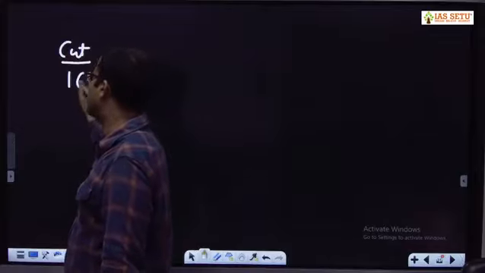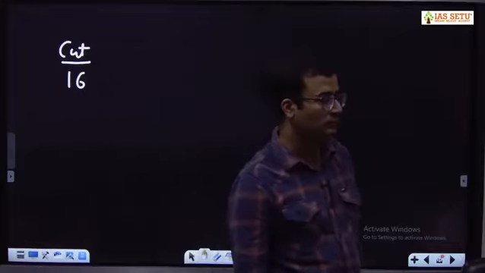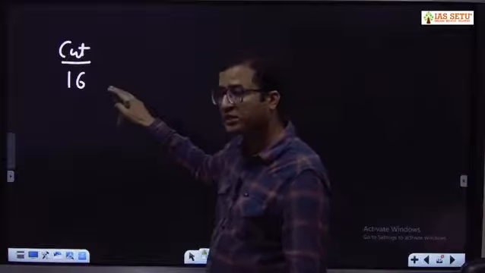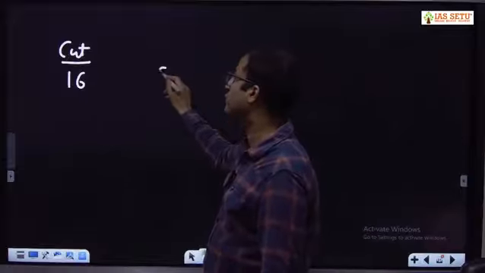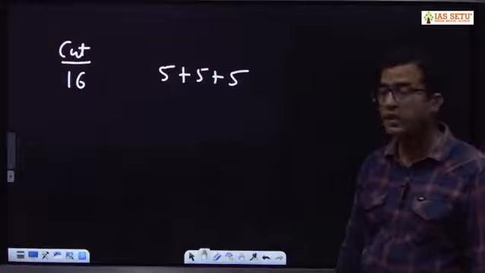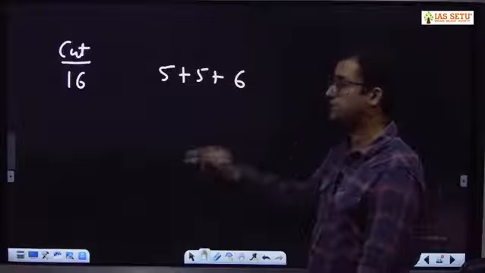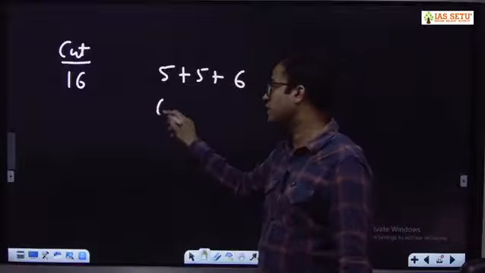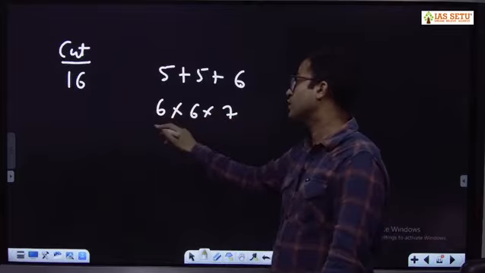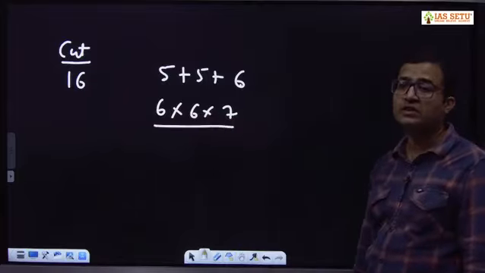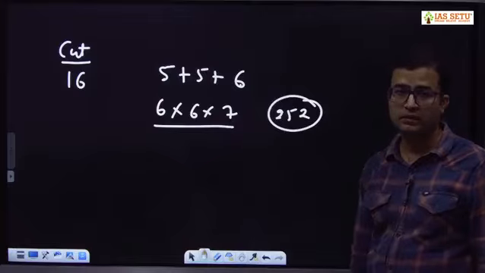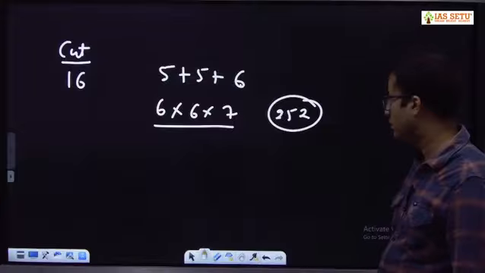Now here number of cuts 16. So here multiple of 3 near to 16 is 15. So here 15 को कैसे distribute करेंगे? 5 plus 5 plus 5. So now here it is 5 plus 5 plus 6. So 5 cuts give you 6 pieces. 5 cuts give you 6 pieces. 6 cuts give you 7 pieces. So your answer is 36 into 7. What is 36 into 7? 250. Now try.